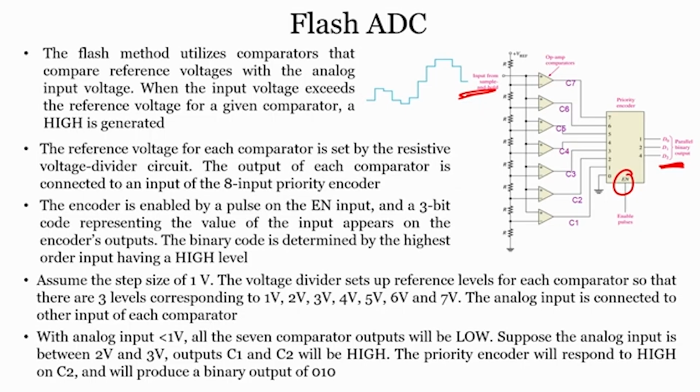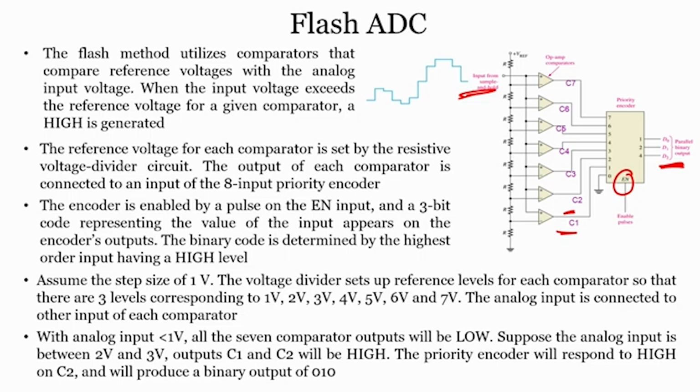Suppose the analog input is between 2 and 3, then comparators C1 and C2 will be high, and the priority encoder will respond to the high of C2 and produce a binary of 0, 1, 0. So, this is how the comparator works.